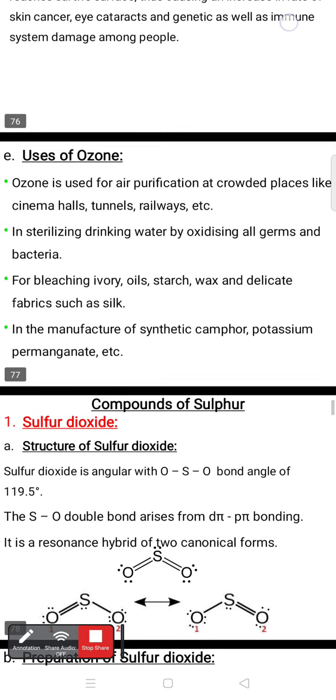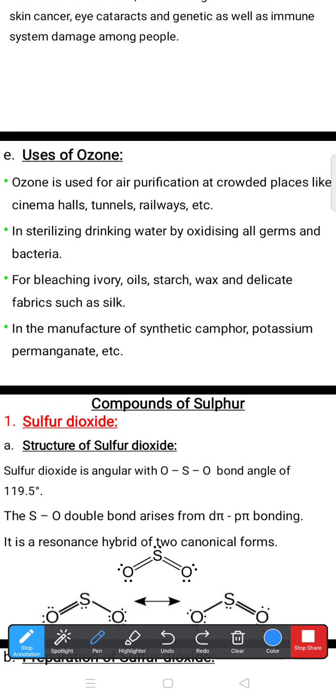Later on, we'll see the uses of ozone. Where can we use ozone? Ozone is normally used for air purification at crowded places like cinema halls, tunnels, railways, as well as in the most populated areas. So this is a most important use of ozone.